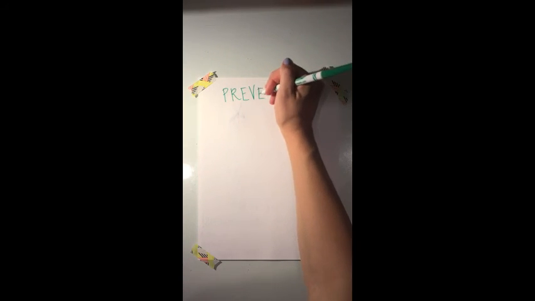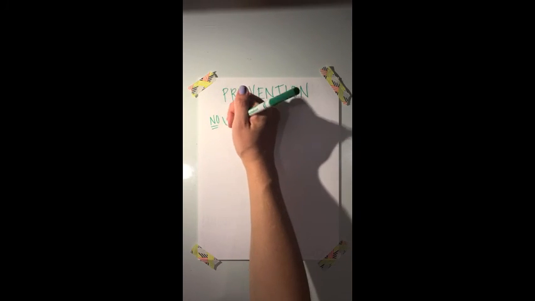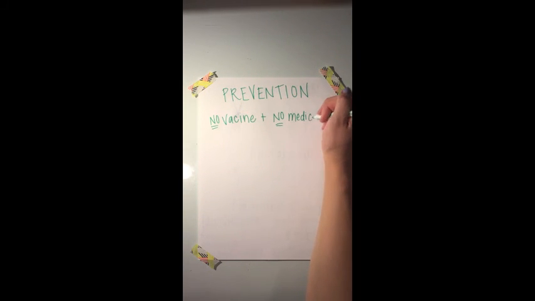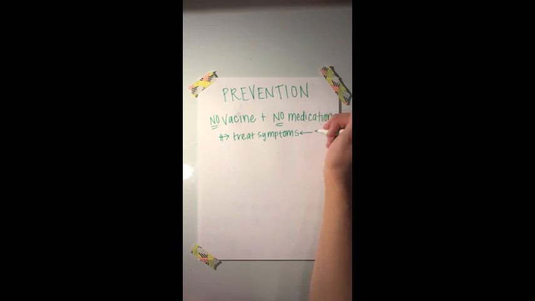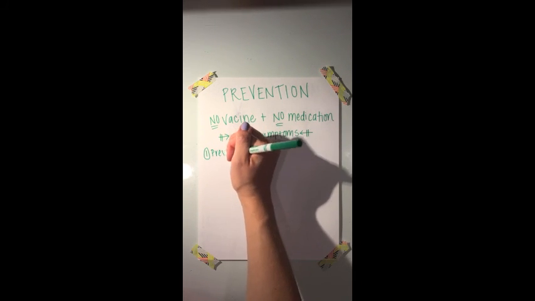So the final topic that we're going to cover is prevention and treatment. So currently there are no vaccines and no medications for Zika, and please ignore the fact that I misspelled vaccine. So we must just treat the symptoms and prevent the spread of the disease.